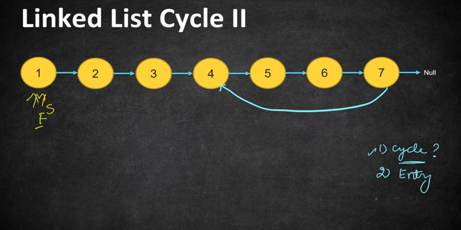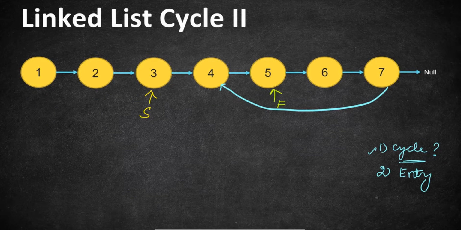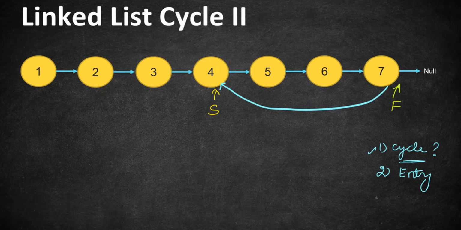Our fast pointer is going to move with twice the speed of slow. So if we move slow by one node, we move fast by two nodes at a time. At the first iteration, our slow pointer points at the value 2 and our fast pointer points at the value 3. At the next iteration, slow moves to 3 and fast moves to 5. In the next iteration, slow moves to 4 and fast moves to 7. And finally, slow moves one step ahead and points at the node 5.